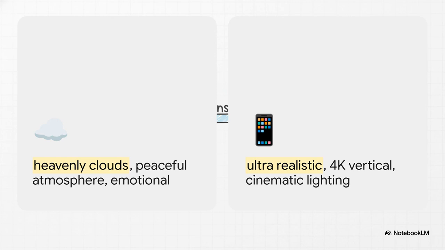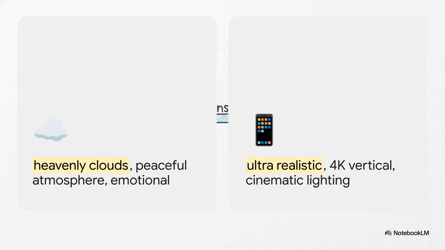Notice the juxtaposition here. On the left side, we have all the ethereal elements: heavenly clouds, a peaceful atmosphere, an emotional core. It's this boundless, infinite, transcendent concept. But then, on the right side, we have the technical directives: ultra-realistic, cinematic lighting, and finally, 4K vertical. A profoundly spiritual, infinite scene is deliberately boxed right into a stark modern aspect ratio, because apparently, even heavenly visions need to look good on a smartphone.